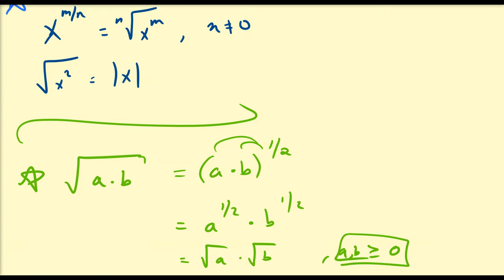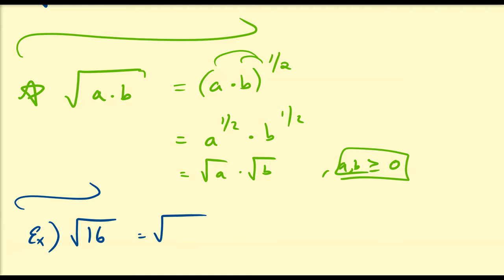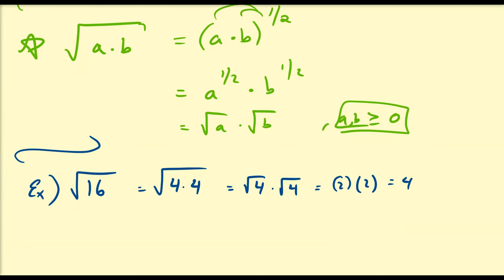0. Alright, so let us look at an example where some people tend to try and bend the rules a little bit. So example, consider the square root of 16. So we can of course rewrite the square root of 16 as the square root of 4 times 4, and then rewrite this as the square root of 4 times the square root of 4, which is 2 times 2, which is equal to 4, right? So this is of course true, no problem there.